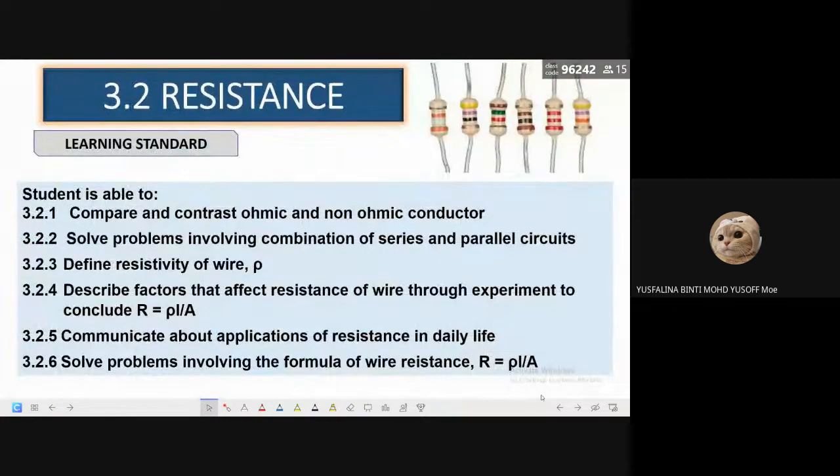So resistance. So for this one you have to compare and contrast ohmic and non-ohmic conductors. What does it mean by ohmic conductor? What does it mean by non-ohmic conductor? Okay, and solve problems involving combinations of series and parallel. Okay, so I will do a quick revision from Form 2. How does the current flow for series and also for parallel? Okay, and define the resistivity of a wire and describe the factors affecting the resistance: the diameter, the length of the wire, the type of material of the wire. Okay, and communicate about the application of resistors in daily life and solve problems, okay, by using the formula R equals rho L over A.